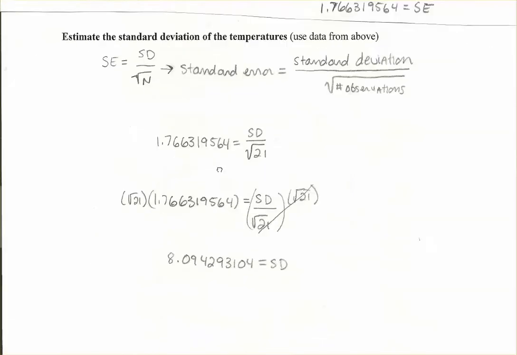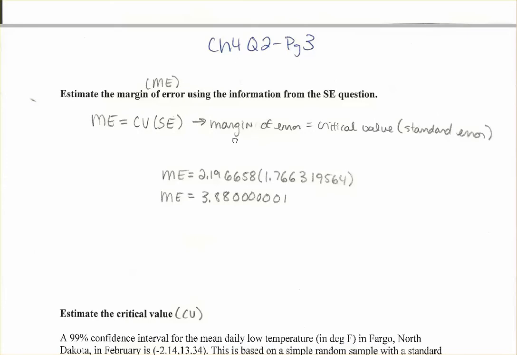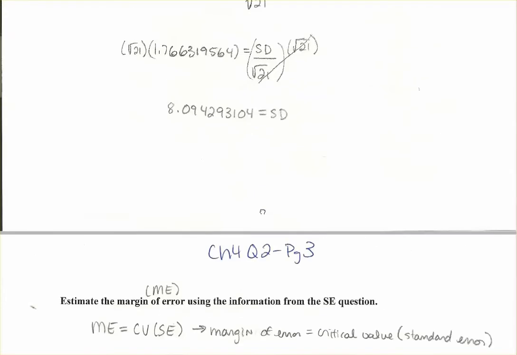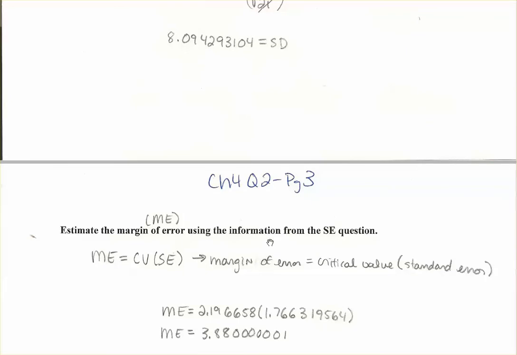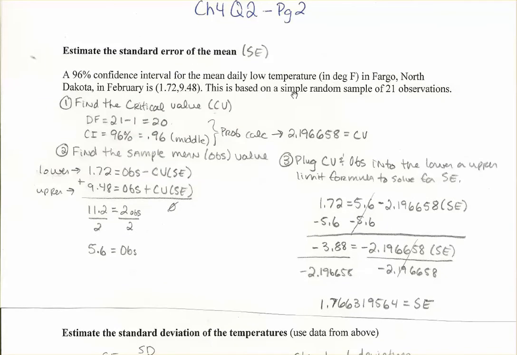All right. So estimating the margin of error, this is something else to where this could also kind of be a step 4. So we're going to estimate the margin of error using the information from the standard error question. So we're going back up here to the standard error question. And we're going to use that data, which mostly we're just using the standard error right there for that question.